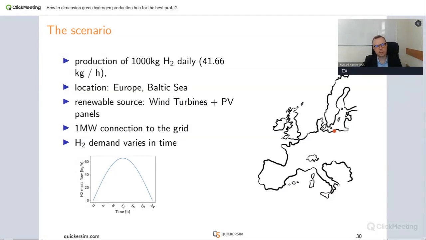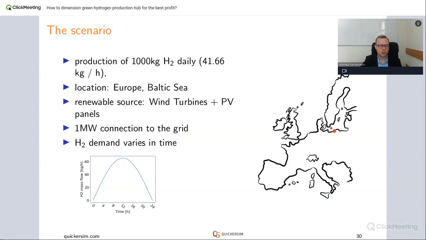So let's imagine that we want to produce 1,000 kilograms of hydrogen daily. This means that we want to make a little over 40 kilograms of hydrogen hourly. Our plant will be located in Europe nearby the Baltic Sea. So here you can see the red dot is our plant.